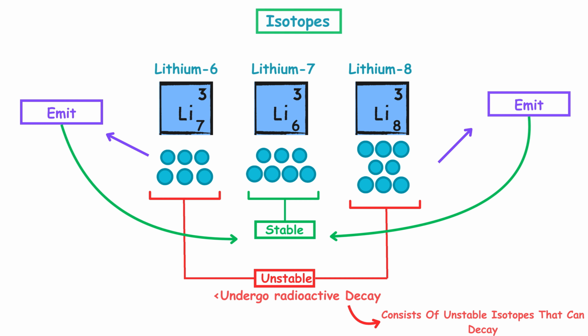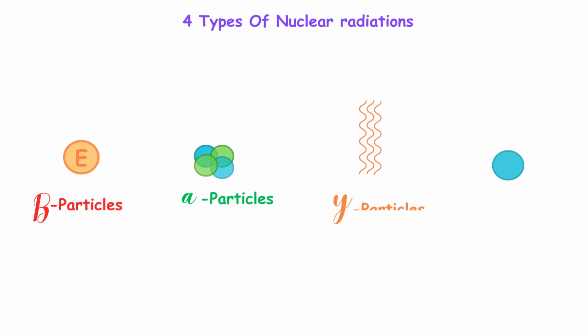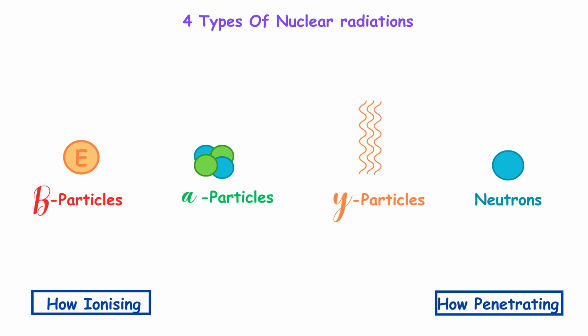In this video, we'll take a closer look at the four types of nuclear radiation: alpha particles, beta particles, gamma rays, and neutrons, and we'll cover how ionizing and how penetrating each of them are.